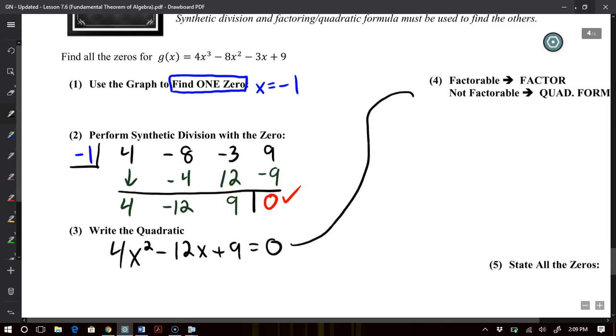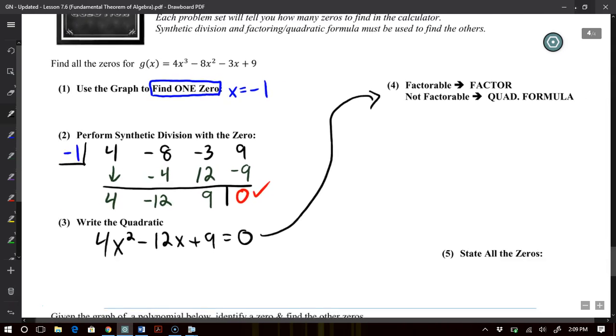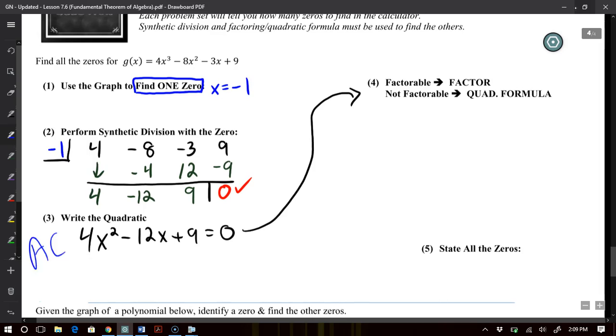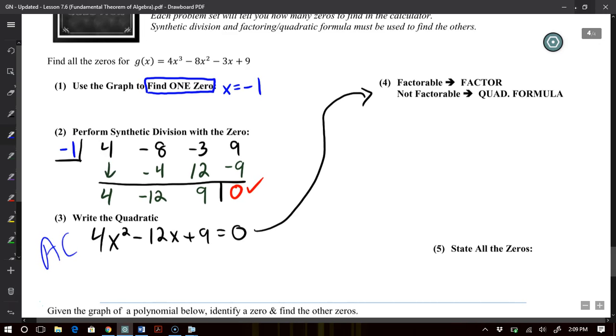We just now have to ask ourselves the question, can it be factored? Well, try the AC method, it looks like. That's another AC method. If I do 4 times 9, I get 36. Are there numbers that multiply to give me 36, but if I add them, I get -12? Well, there are -6 and -6. So therefore, this one is factorable. And you always check, because if it's factorable, you are expected to factor it.